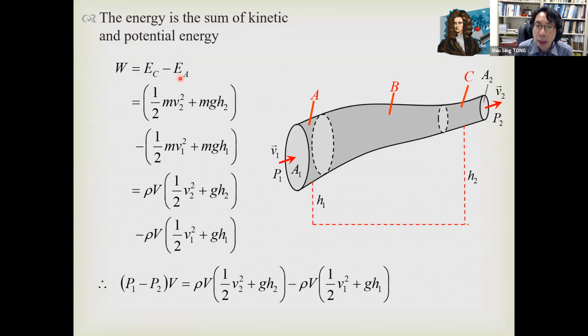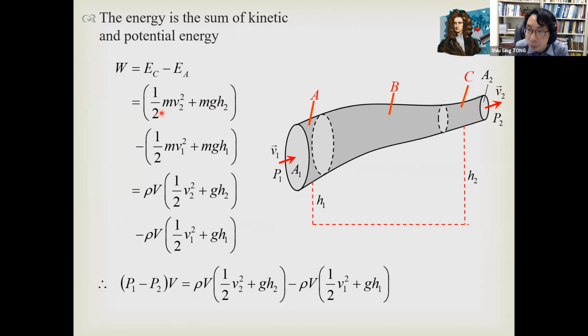What is EC minus EA? Well, the mechanical energy consists of two parts. The first part is the kinetic energy. Suppose this mass is m. I have the kinetic energy half m v2 squared. And also the potential energy, which depends on the height above a certain reference level. On this part C, the height is h2, so the potential energy is m g h2. We assume the cross section to be small compared with the height, so we don't calculate the variation of heights across the cross section.